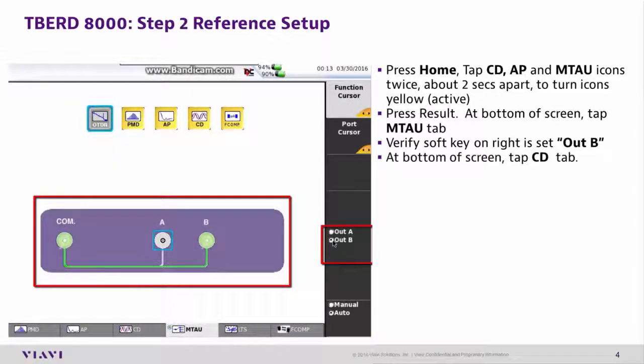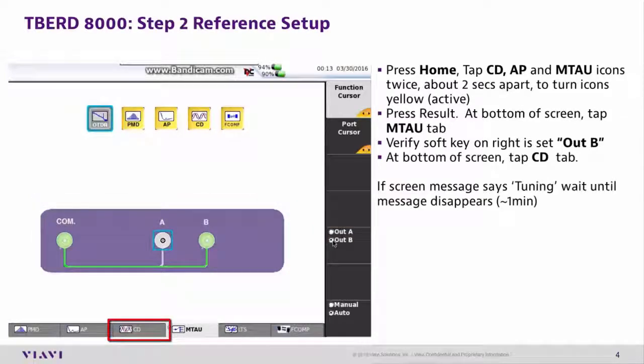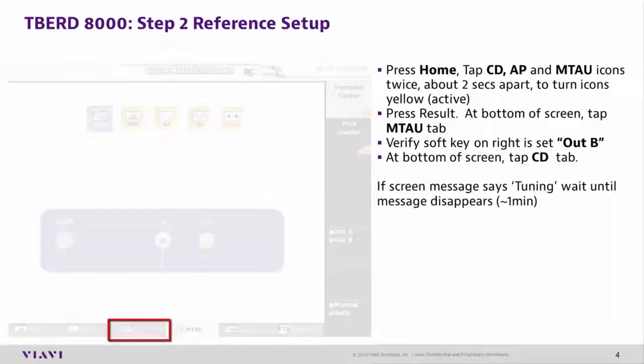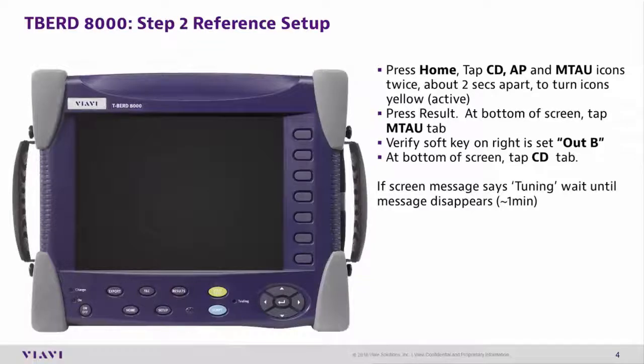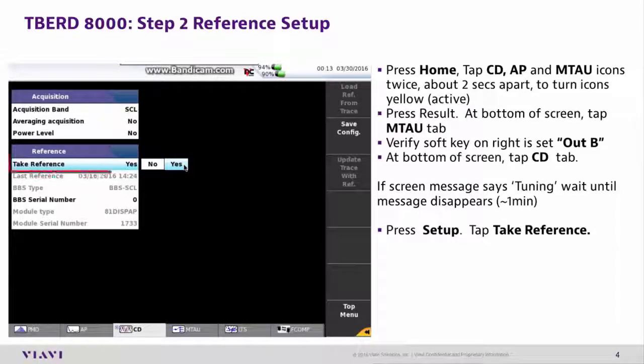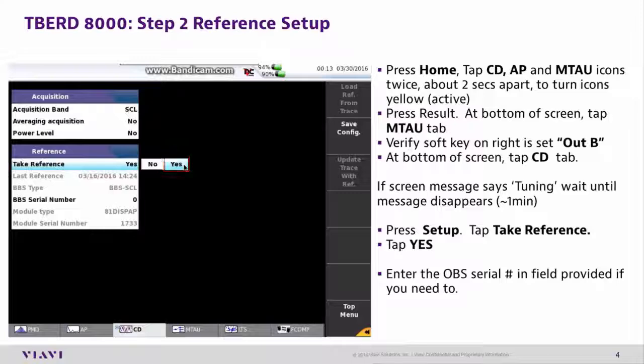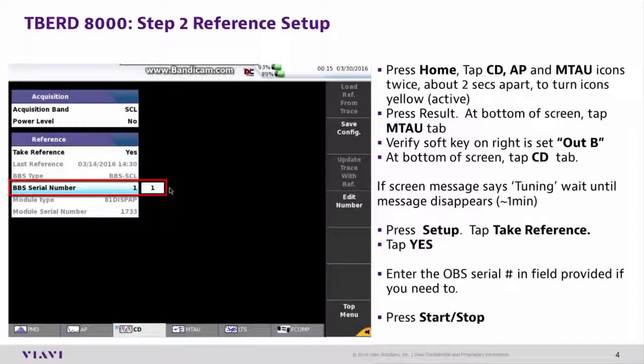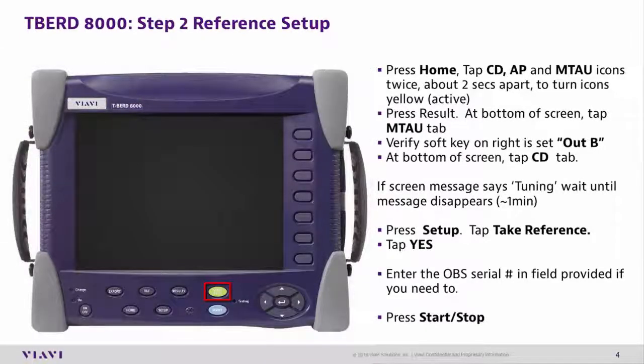At the bottom of the screen, tap the CD tab. The screen may show a message, Tuning. Wait until the message disappears. This takes approximately 1 minute. Press the Setup hard key, then tap Take Reference. Tap Yes. Enter the OBS serial number in the field provided. Press the Start-Stop hard key.